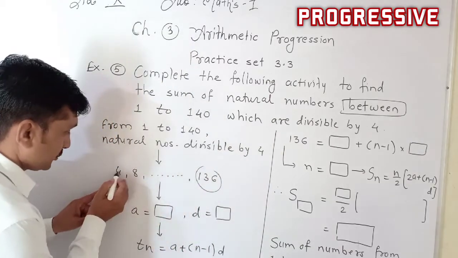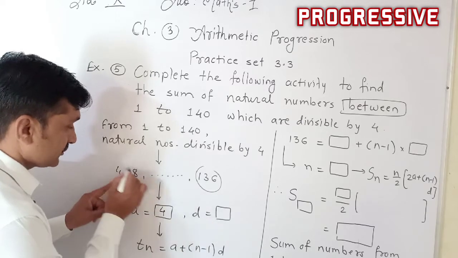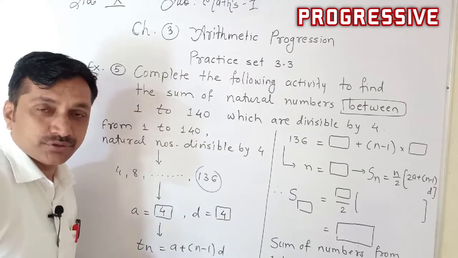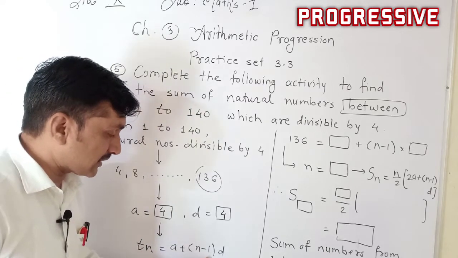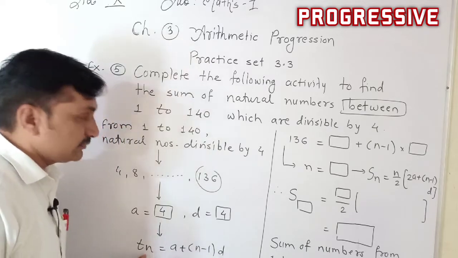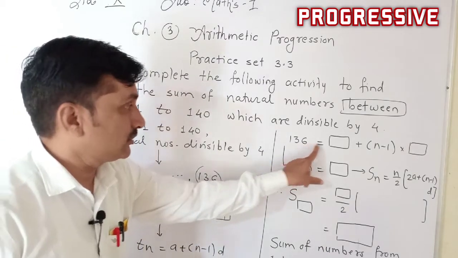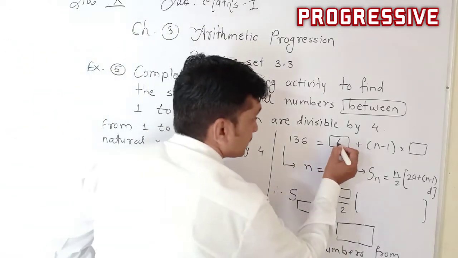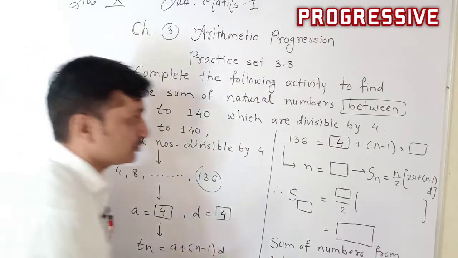In this AP, what is a? a means the first term, 4. What is the difference? The difference d is 4. Now the Tn formula is used: Tn is equal to a plus (n minus 1) into d. Tn means the last term, and the last term is 136. So 136 is equal to a, which is 4, plus (n minus 1) into d, and the difference is also 4.